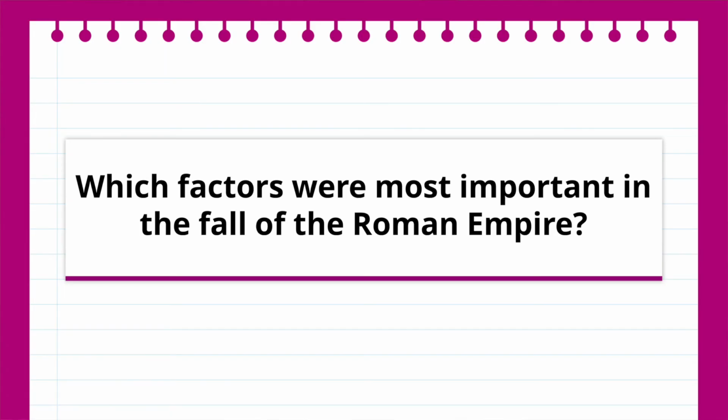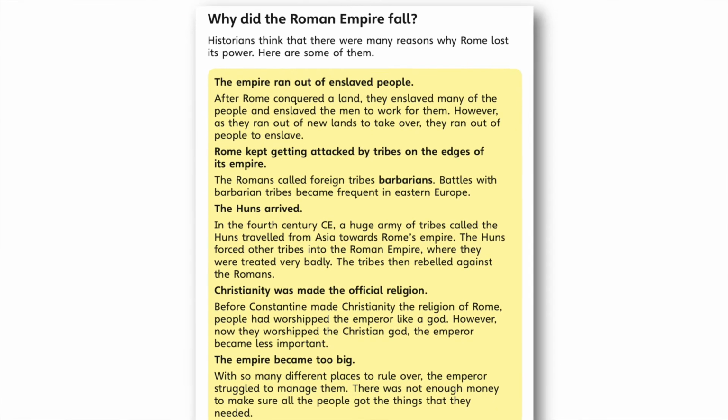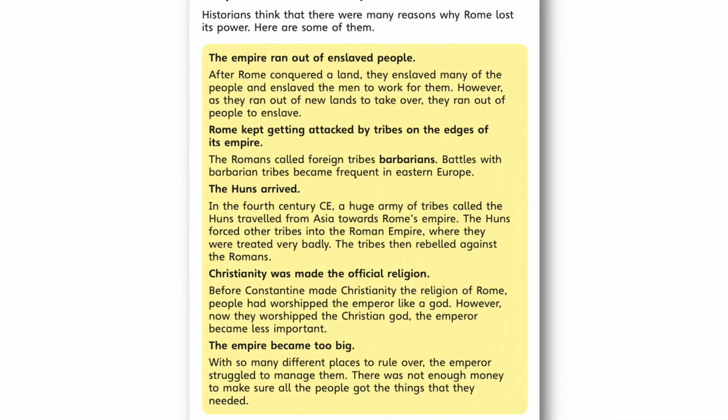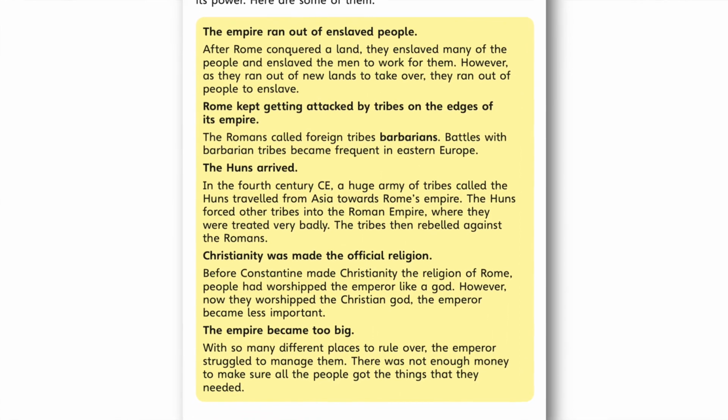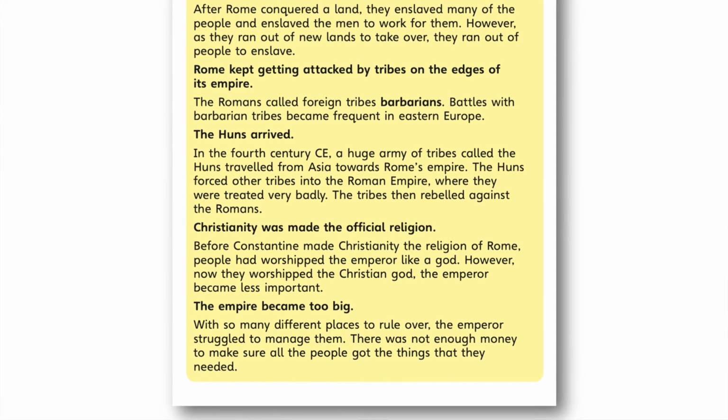and aqueducts. Lesson 5 asks, which factors were most important in the fall of the Roman Empire? As well as being introduced to Byzantine, the Eastern Empire of Rome, pupils will weigh up whether running out of enslaved people, attacks from the barbarians, the arrival of the Huns, the introduction of Christianity, or the empire becoming too large was to blame for the decline and fall of the empire in Rome.